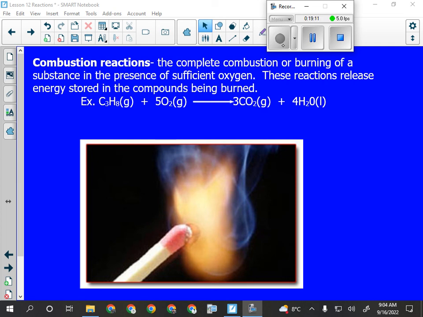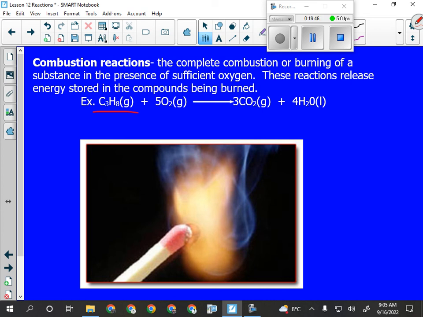First off, in a combustion reaction, something, usually a hydrocarbon, is burned completely in the presence of oxygen. That's what you're seeing in this reaction right here. C3H8 is a hydrocarbon because it contains carbon and hydrogen. That particular hydrocarbon is propane. So this is the reaction that would go on in a propane barbecue. The propane burns in the presence of oxygen.